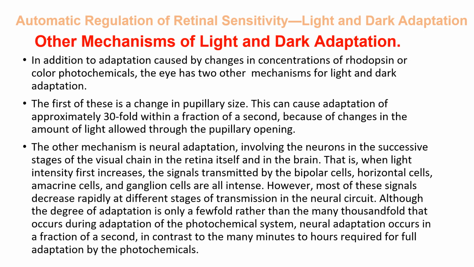The other mechanism is neural adaptation, involving the neurons in the successive stages of the visual chain in the retina itself and in the brain. That is, when light intensity first increases, the signals transmitted by the bipolar cells, horizontal cells, amacrine cells, and ganglion cells are all intense. However, most of these signals decrease rapidly at different stages of transmission in the neural circuit. Although the degree of adaptation is only a few-fold rather than the many thousand-fold that occurs during adaptation of the photochemical system, neural adaptation occurs in a fraction of a second, in contrast to the many minutes to hours required for full adaptation by the photochemicals.